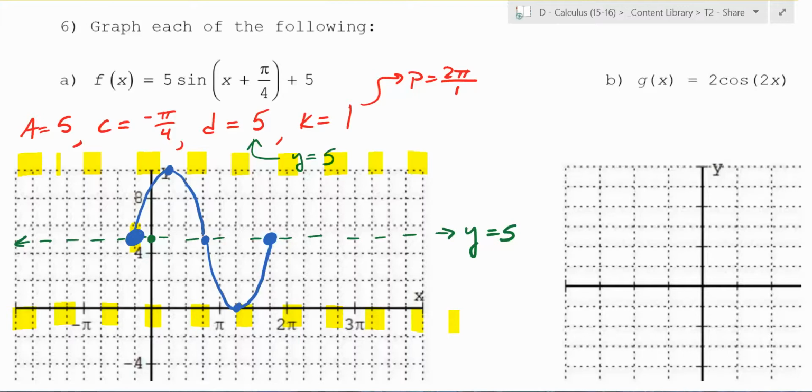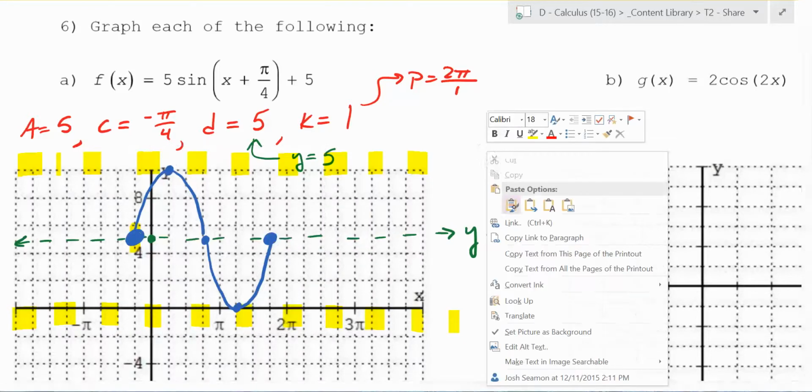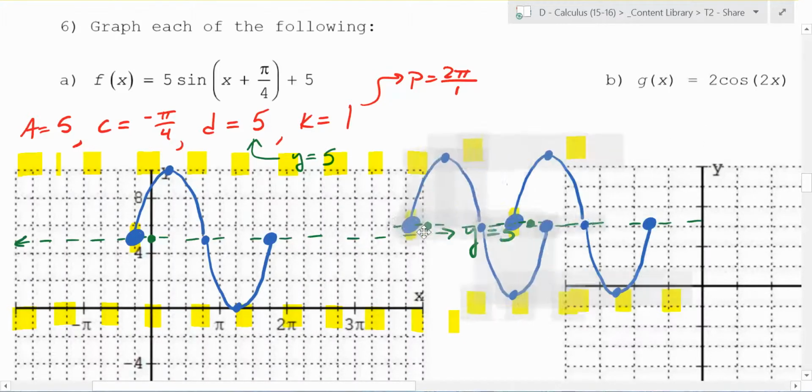Now everything else, what can I do with this now? If I wanted to graph the rest of this, what do I do? Continue it, right? So let's see what it's going to look like. I could take this right here, copy it, paste it, and then move it over here.